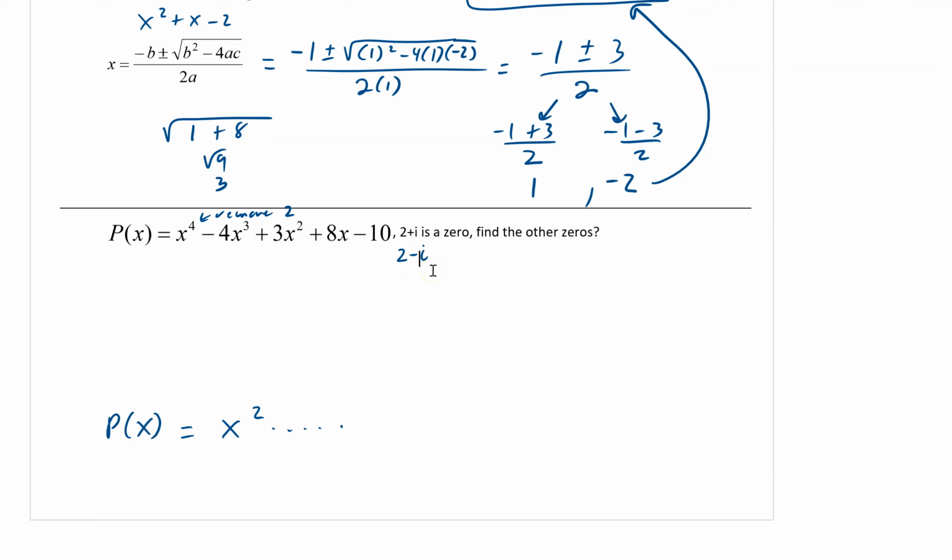So we take our 2 plus I, and we're going to use synthetic division on it. And it's going to be horrible. Just go with the flow. But the first step is always bad. Second step will be easier.